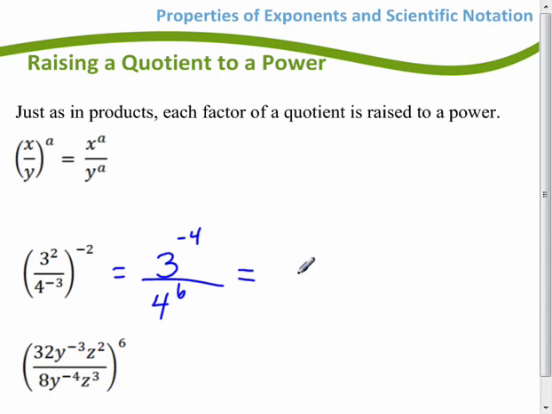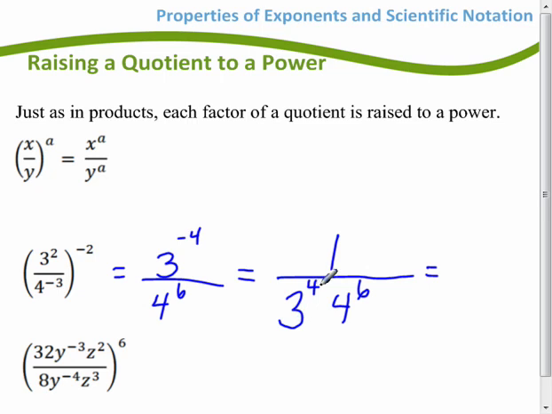Again, if I'm simplifying this, I would probably write it this way. 3 to the minus 4 I would put on the bottom and make it a positive 4, and then I'd have 4 to the 6 down here too. On the top, since I moved this down, there's nothing there. I can't write a 0 there, but typically I just would write a 1.